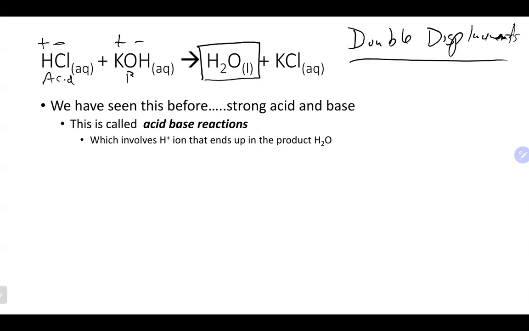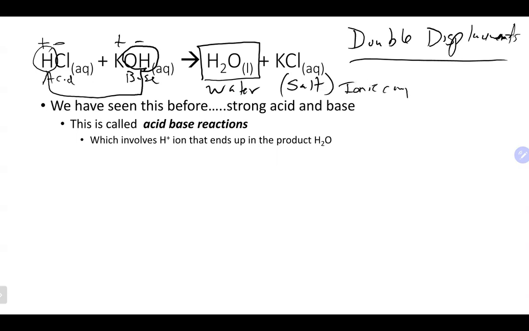That is the base. And it is the H from the acid that goes and finds the OH from the base. H and OH will make water. So that is where water always comes from in this type of reaction. H plus from the acid, OH minus from the base will make water. And what the other guy is sometimes referred to as is a salt. A salt is a fancy word for an ionic compound. And that's basically what we got going on here.